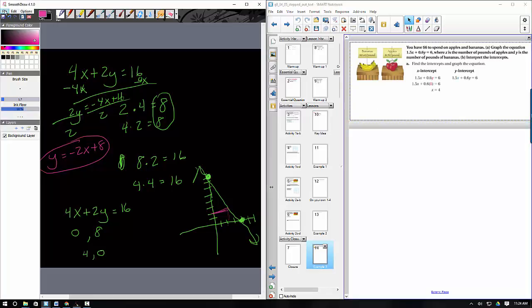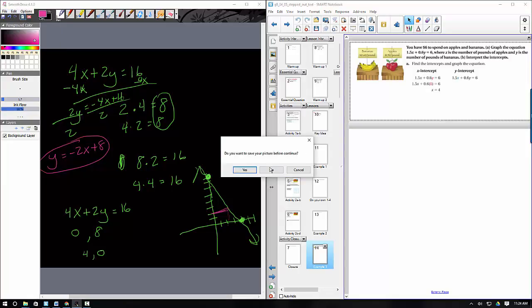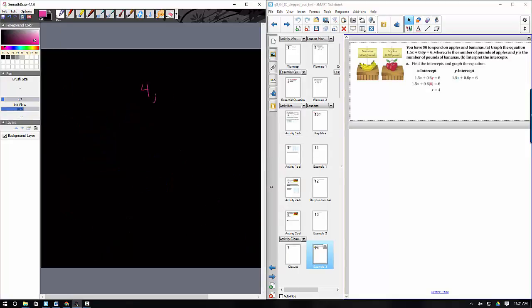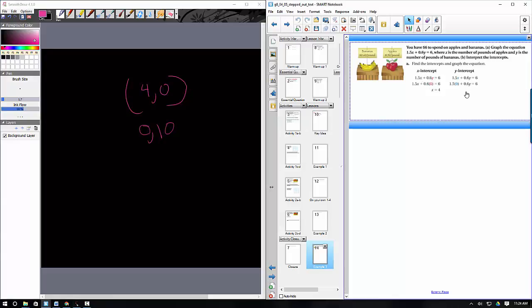Let me just do this. So I'll put down 4, 0 is one of my ordered pairs. And the second one would be 0, 1, right? Because if I plug in a 0 here, this goes away. And it's just 6 divided by 6, and that's, I'm sorry, it's 10. It's 0.6, I'm sorry. So it'd be 0 and then 10. And that's this one over here.